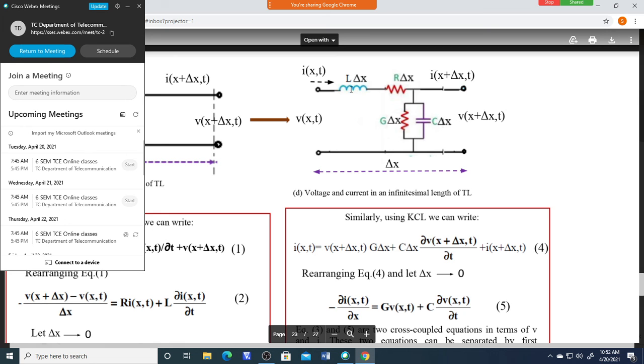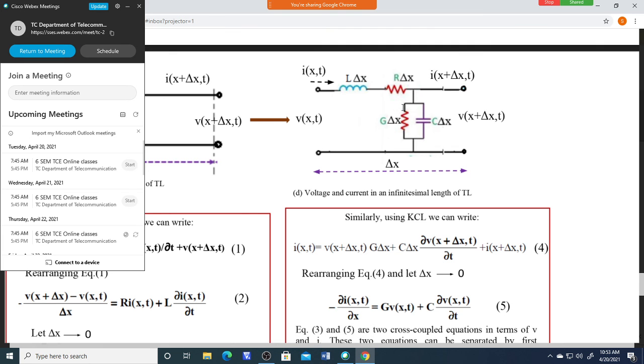Voltage across resistance, we know the current is I of x comma t, so R into delta x, this first term. And what is the voltage across this? That is L into delta x times the derivative of the current, L delta x into partial I of x comma t by partial t. Voltage across an inductor is given by this value, the differentiation of current multiplied by the inductance, plus the voltage across the combination of conductance and capacitor.